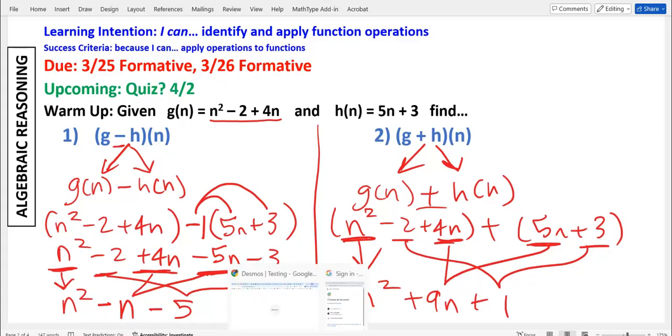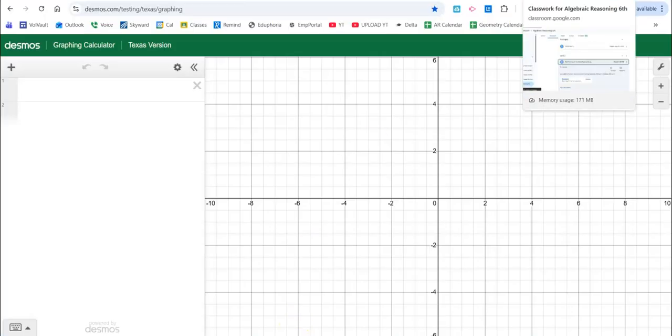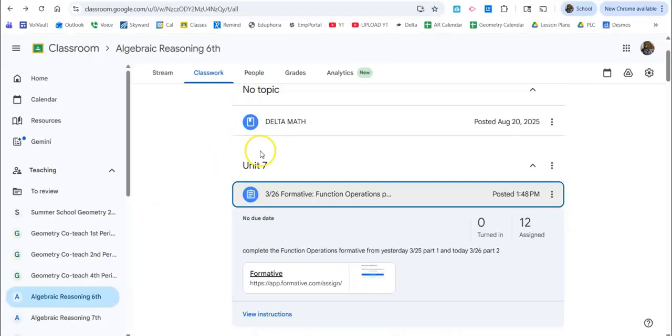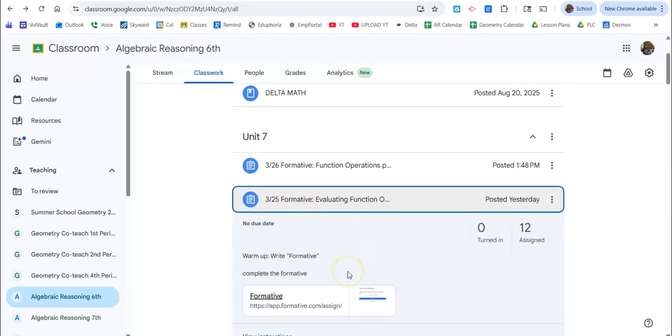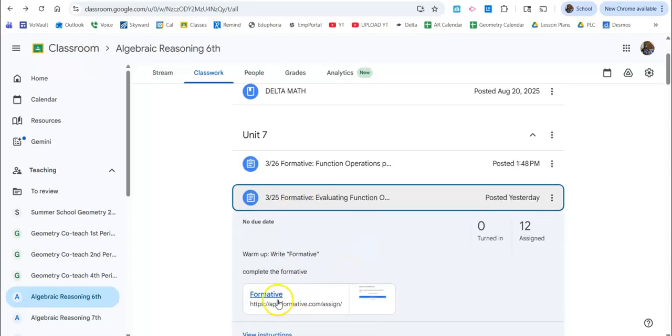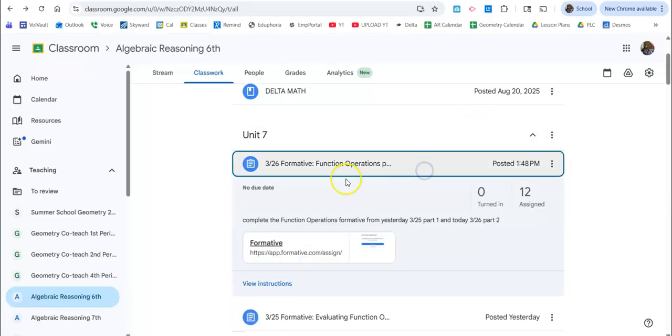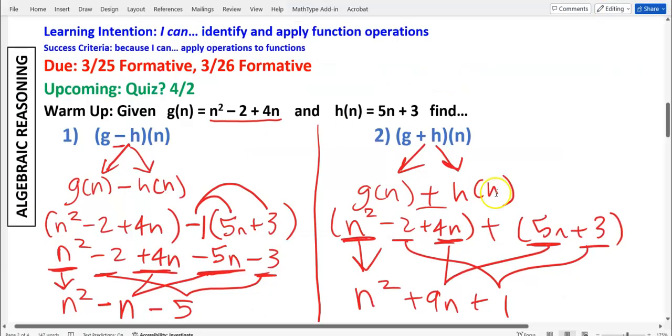You will need to go to Google Classroom. So check this out. In Google Classroom, yesterday you were supposed to work on this formative. If not, go to formative and do that assignment. That one's mostly calculator. Today is like the warm-up, so I'm going to leave it on the board, 326 formative. You're going to have to do this stuff. You need some blank paper.